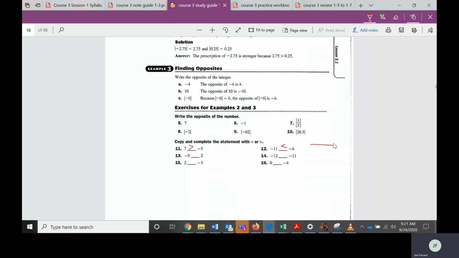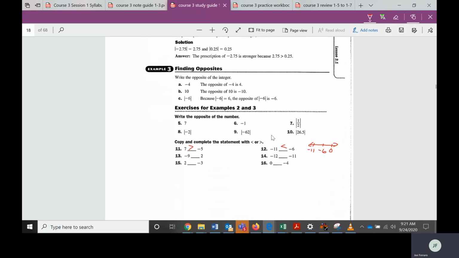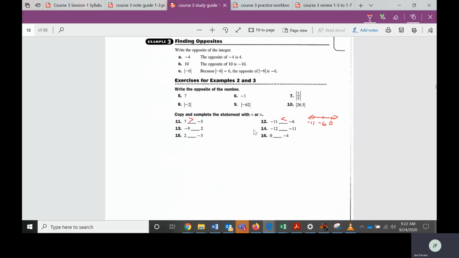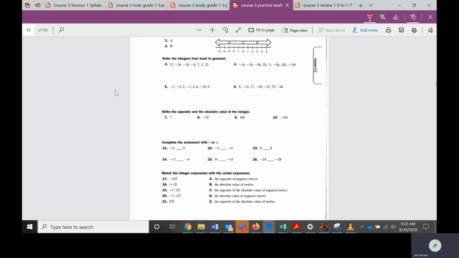So even if you need to do a little graph like this and say, well, 0 is here, -6 is there, so -11 would have to be over here. And you can see, oh, -11's here, it's smaller. So it points to that one, opens towards the bigger one. Okay. So if you can do those in the study guide, you're pretty good for the test. Again, there's extra credit, different types of numbers here, but a lot of the same type.